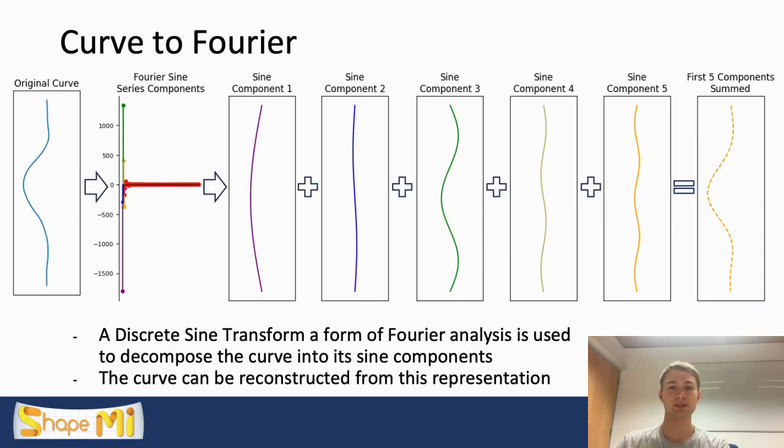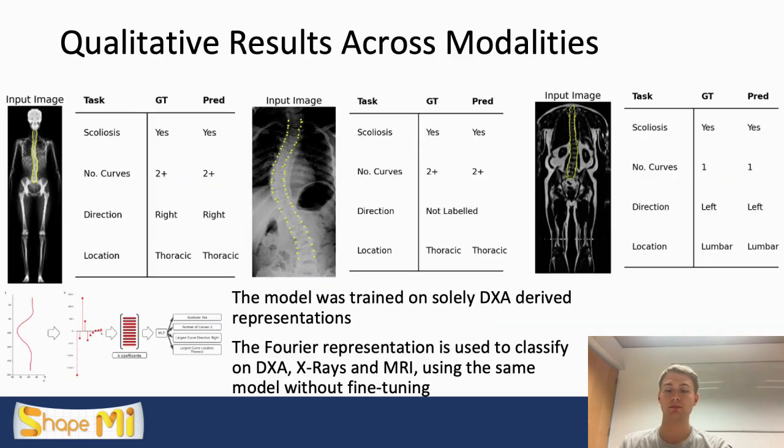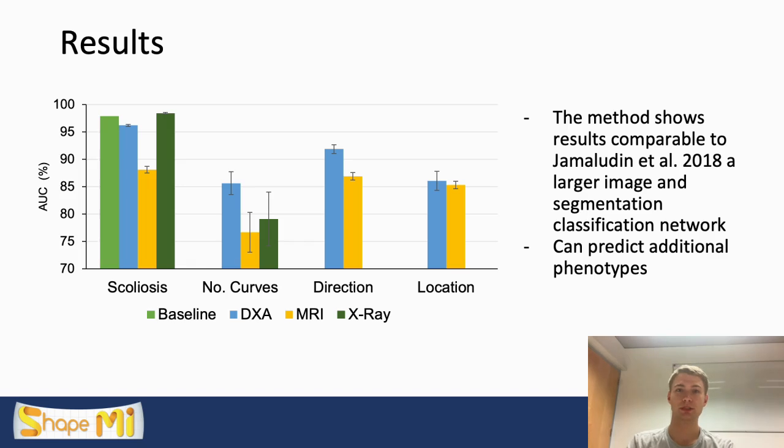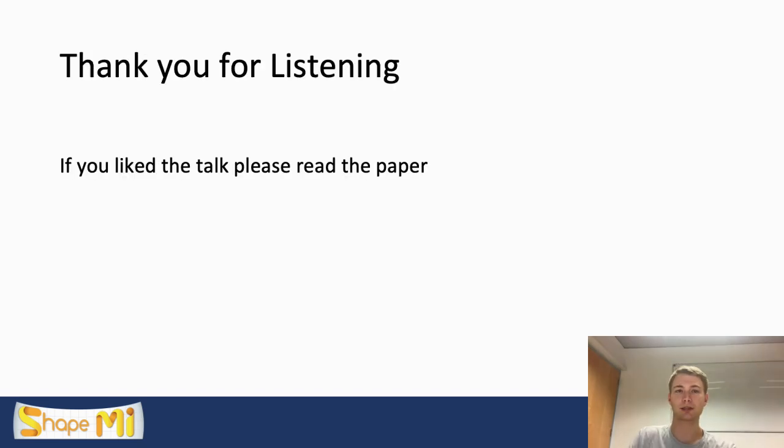The paper, A Simple Modality-Agnostic Representation for Scoliosis Phenotyping, shows how a real-valued, low-dimensional Fourier sine series is used to model the shape of the spine. The midpoints of the segmentation mask are taken, and the curve is then rotated, transformed, and zero-bounded to make a sinusoidal geometric representation. The curve is then decomposed into its Fourier sine components using a discrete sine transform.